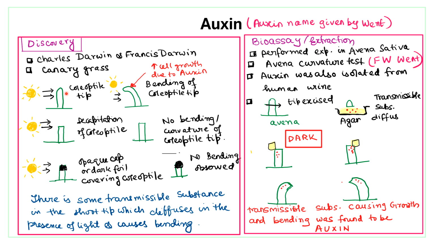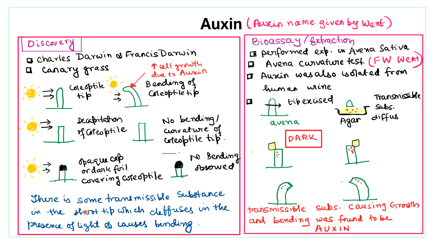And where is it found? It is found in the coleoptile tip, and that diffuses in the presence of light to the shaded part, because bending will always be because of an overgrowth in the shaded region. Suppose we have two sides of a tip, and if this particular part is bending, that means there is more cell division which has occurred here.